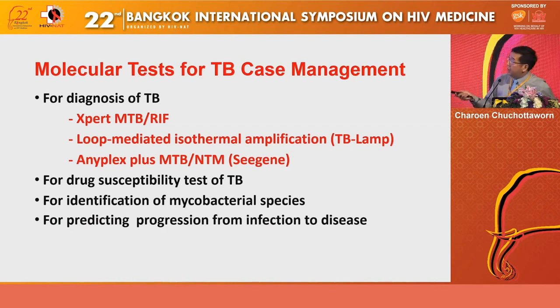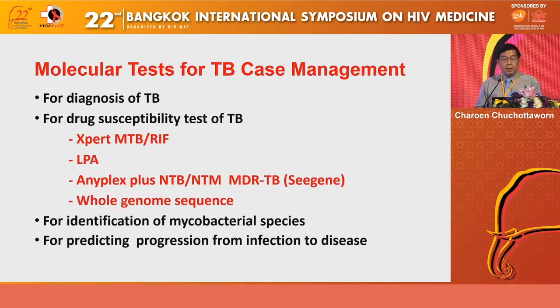And Anyplex, which is used a lot in Thailand, from Korea, is a PCR-based technique also to detect the gene or DNA of the TB. For drug susceptibility testing, WHO approved Xpert and the line probe assay, but not this Anyplex and the whole genome sequence.